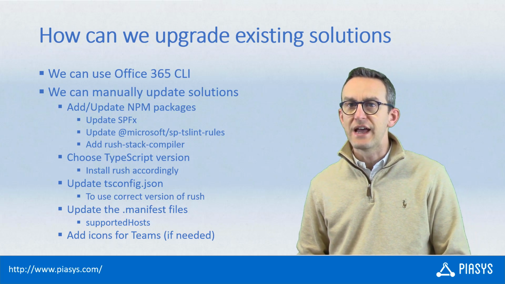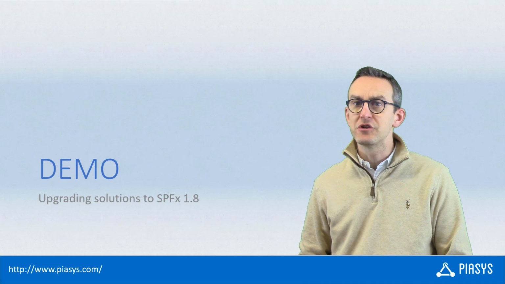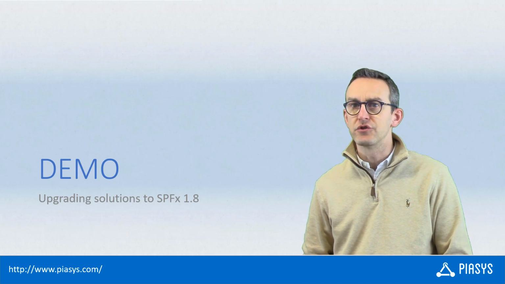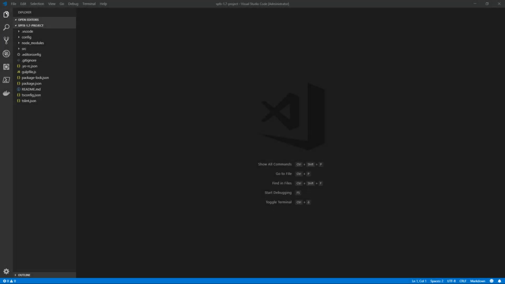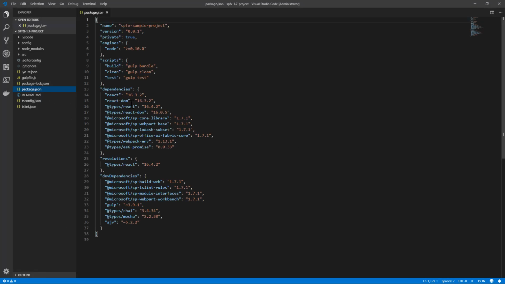So in order to do that, let me move to the demo environment and let me show you how to upgrade in practice a SharePoint Framework 1.7 solution to 1.8. Here we are in a very basic SharePoint Framework 1.7 solution, and as you can see in the package.json file, we are using SPFx 1.7.1. Now let's say that I want to upgrade this solution to 1.8.